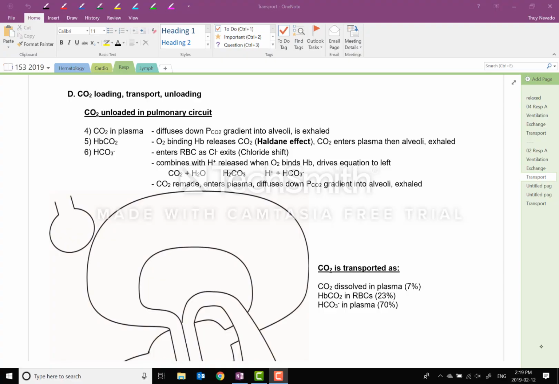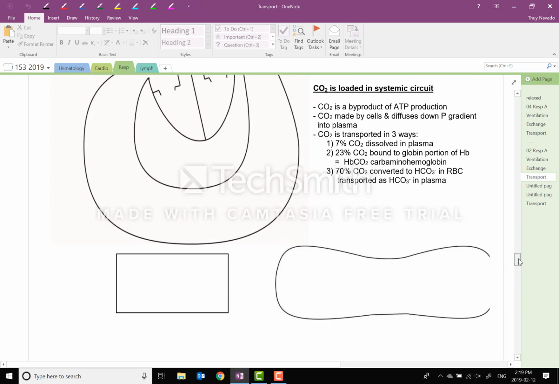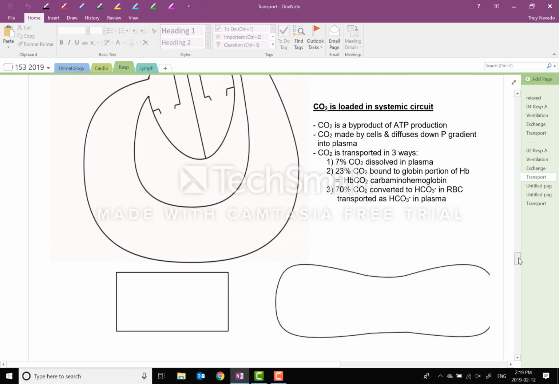So far, we've been looking at what happens to oxygen and how it's loaded and transported and unloaded, but we also need to think about what happens to CO2. And if we're looking at CO2, then we should really start where CO2 begins, and it's formed by the cells. So let's go down to the cells in the tissues and notice that when cells use oxygen, they also make as a byproduct CO2.